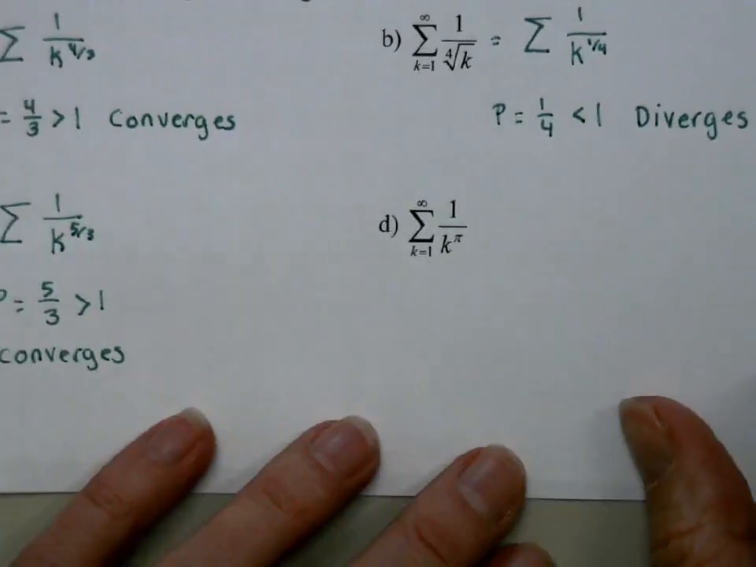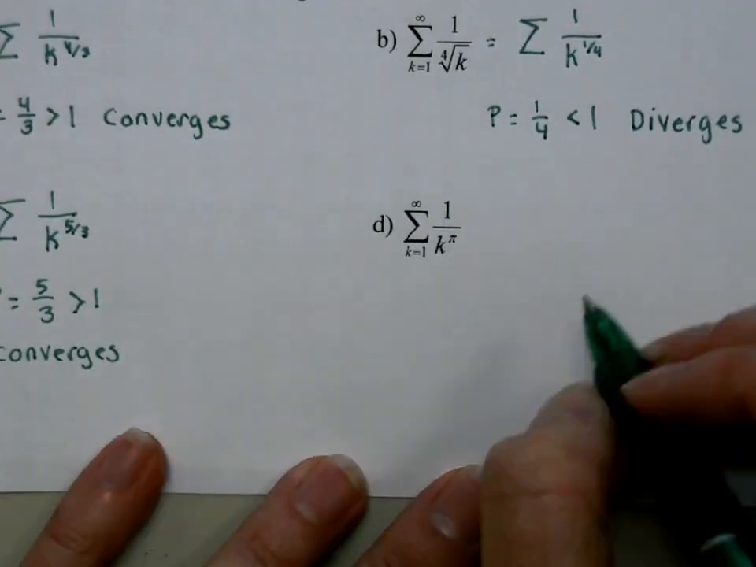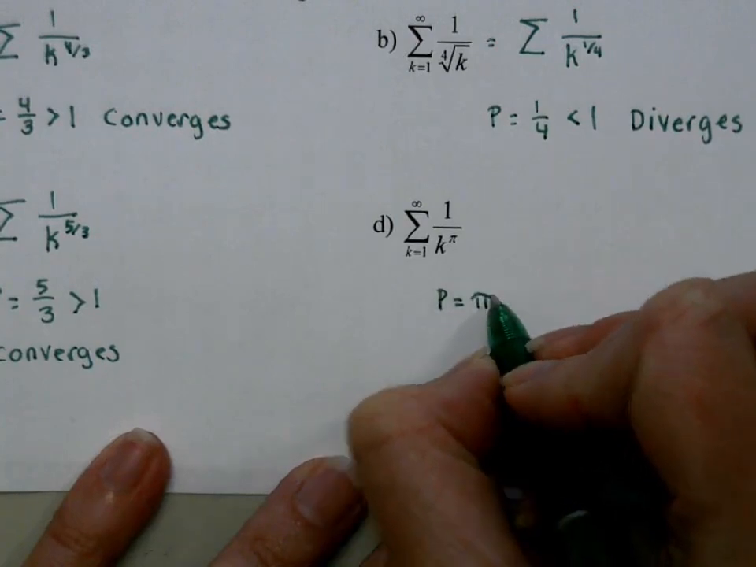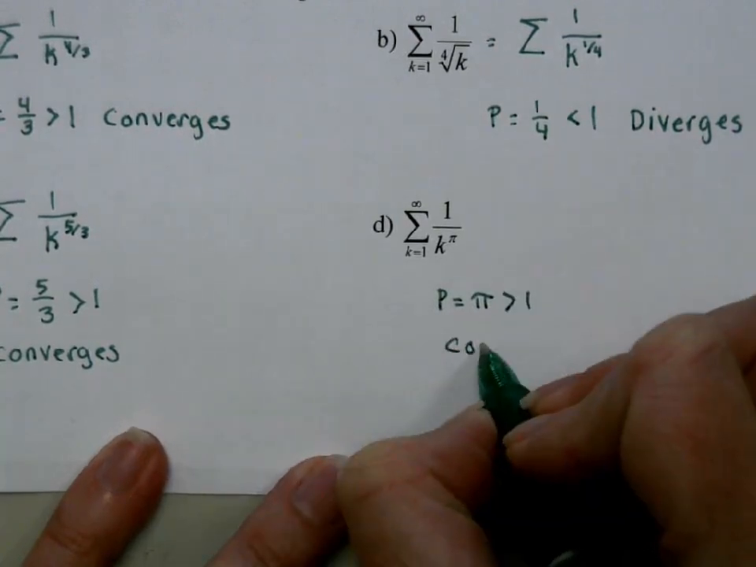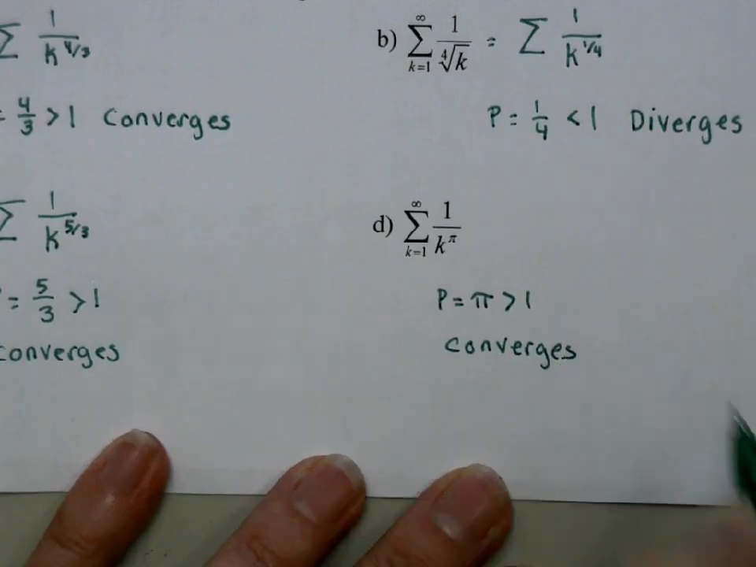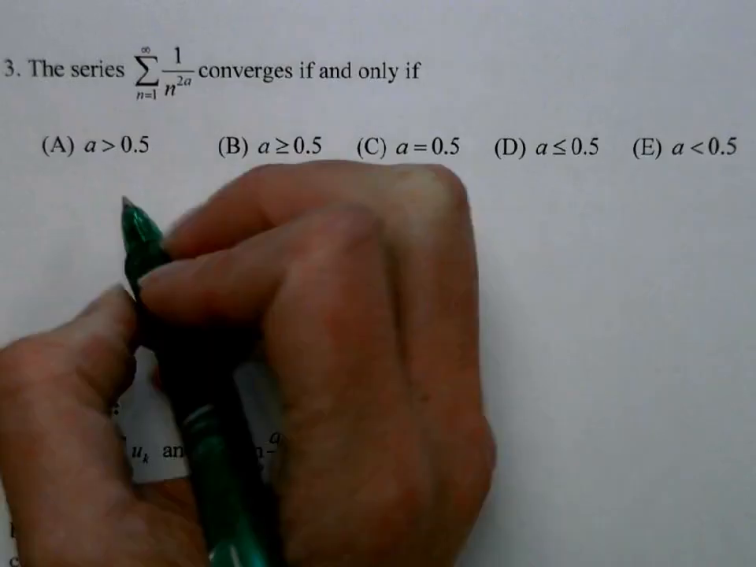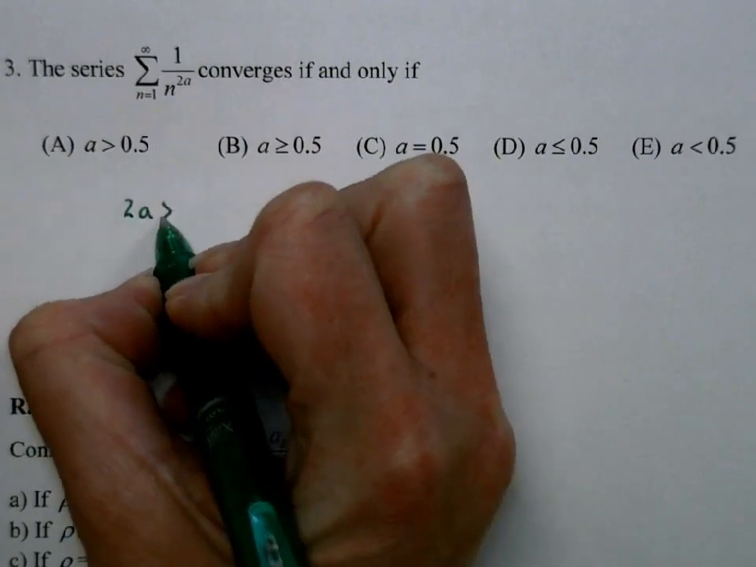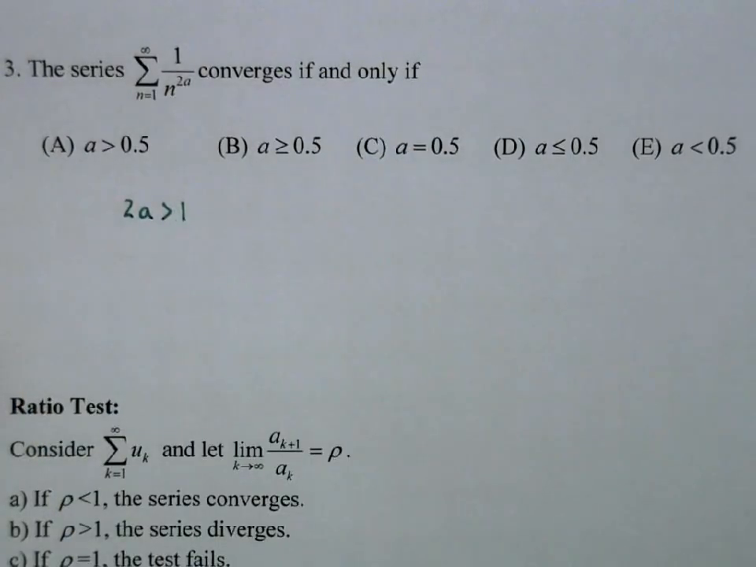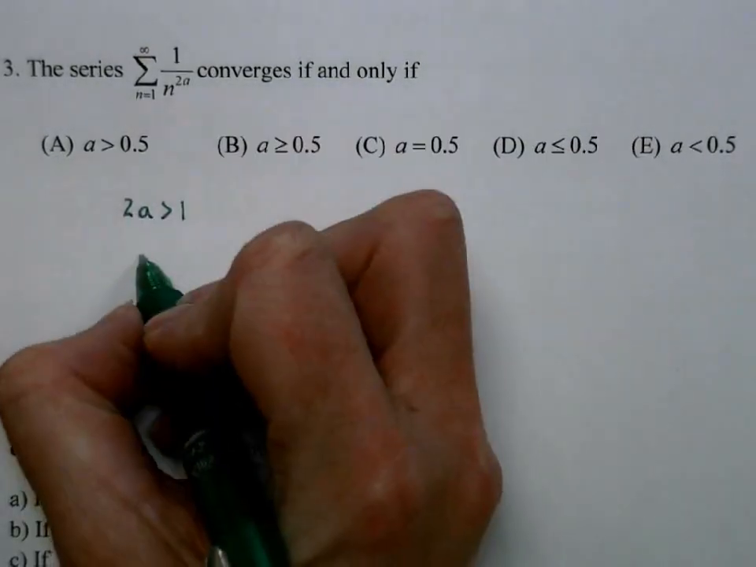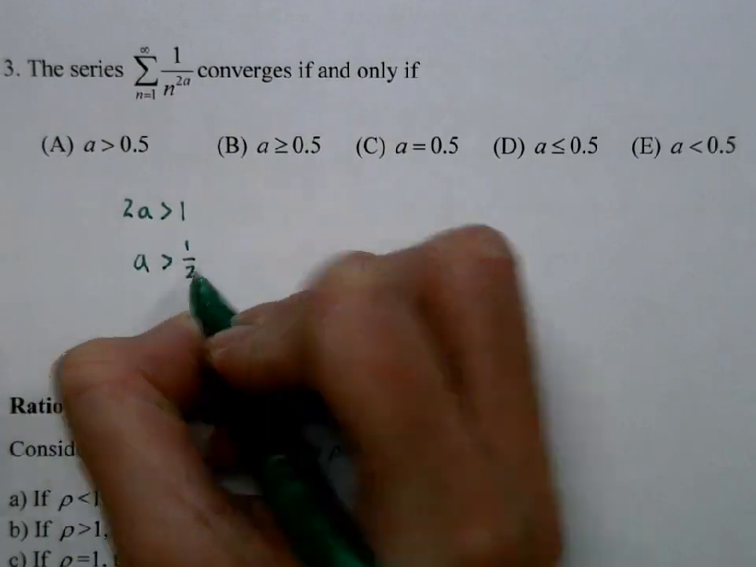And our last one here, 1 over k to the pi. Our p is pi. Pi is definitely bigger than 1, so this one also converges. Okay, so then we have a multiple choice problem. The series 1 over n to the 2a converges if and only if. Well, according to the p-series, my power converges if the power is greater than 1. Not equal to 1. If it equaled 1, it'd be harmonic and diverge, so it is simply greater than, which means a has to be greater than 1/2, which is presented as 0.5.